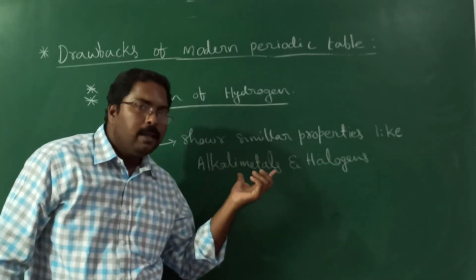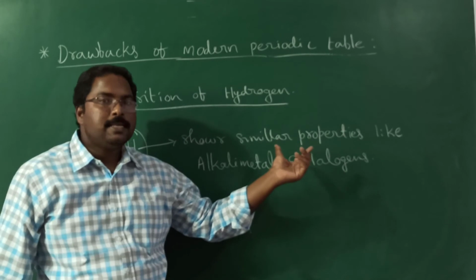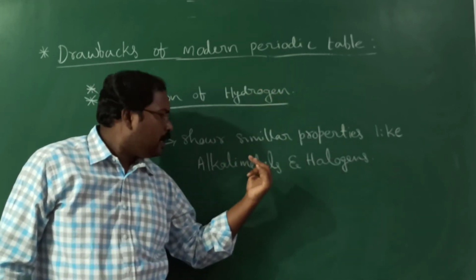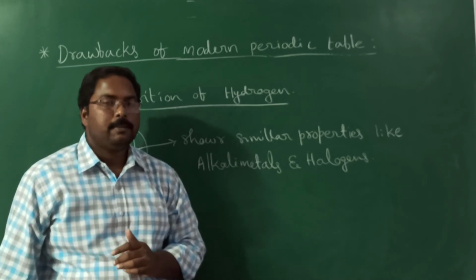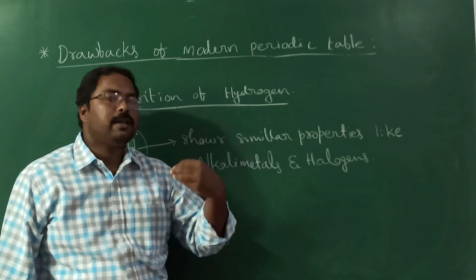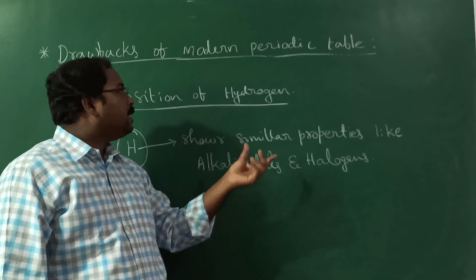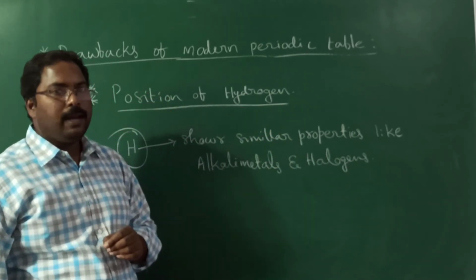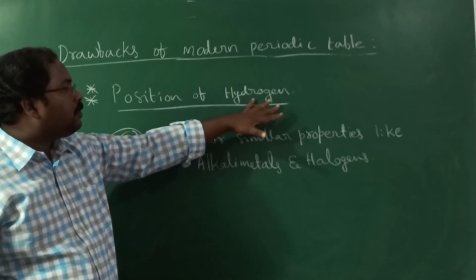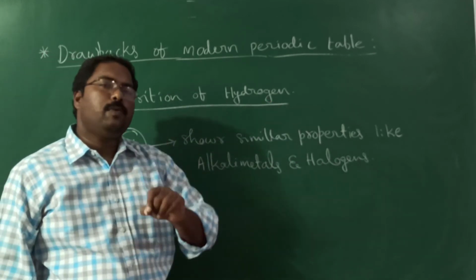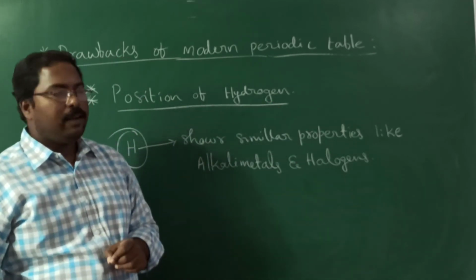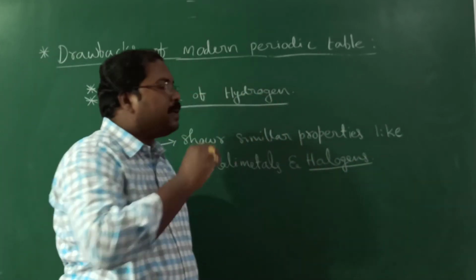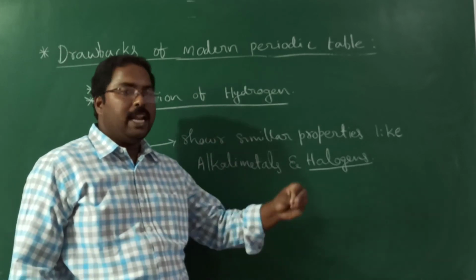In a simple way, because of the one valency, some of the properties will be similar to the properties of alkali metals. Because alkali metals, we know how they combine with the non-metals. In the same manner, hydrogen is also able to combine. Like the alkali metals, it will also exhibit +1 oxidation state. But it also has similarities to the halogens.